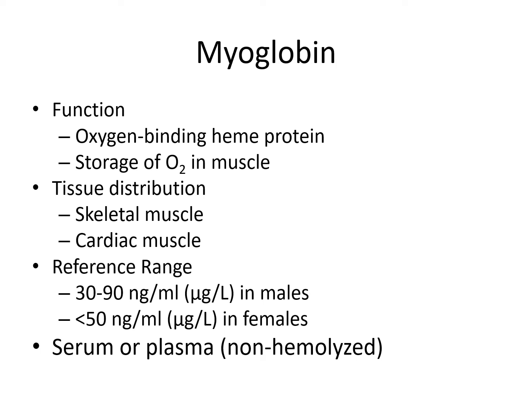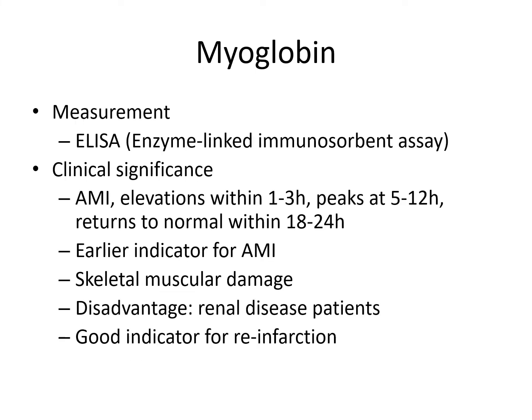Reference range for myoglobin is a little different between men and women, anywhere between 30 and 90 nanograms per mil for males, and generally less than 50 nanograms per mil in women. And again, serum or plasma can be utilized, but it's essential for myoglobin that there is no hemolysis, because in the assay for myoglobin, hemoglobin can cause positive interference. Okay. All right, the measurement, just like what we saw with the troponins, is immunoassay, typically enzyme-linked immunosorbent assay.